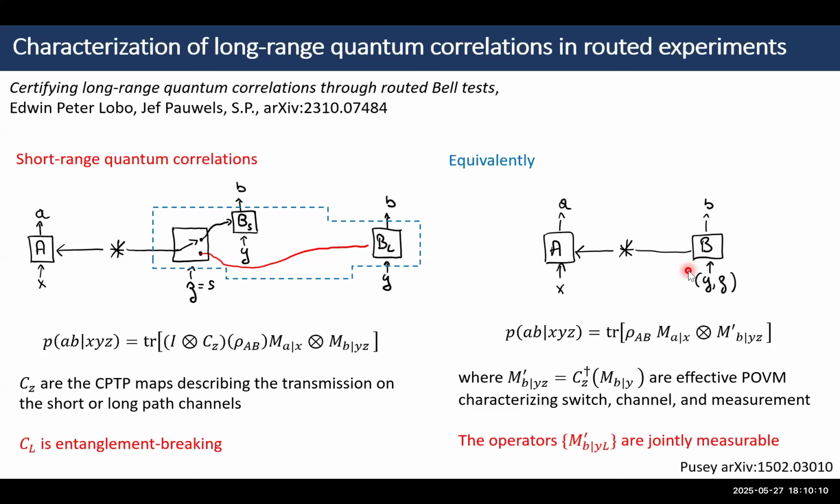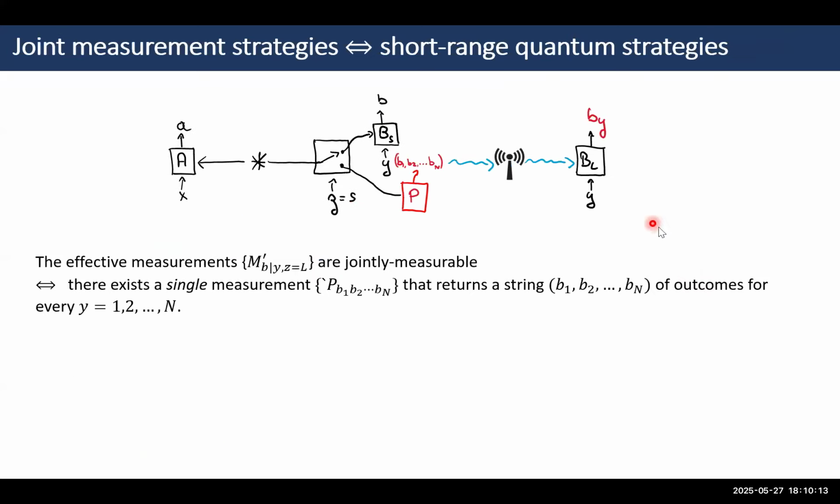What does it mean for a set of measurements to be jointly measurable? Well, it means that instead of doing this, let's say I have n measurements here. If these n measurements are jointly measurable, it means that I can replace them by a single measurement that now returns a string of outcomes, B1, B2, Bn, where the outcome B1 is the outcome I would get if I had selected here measurement 1. B2 is the outcome I would have gotten if I had selected measurement 2, and so on.